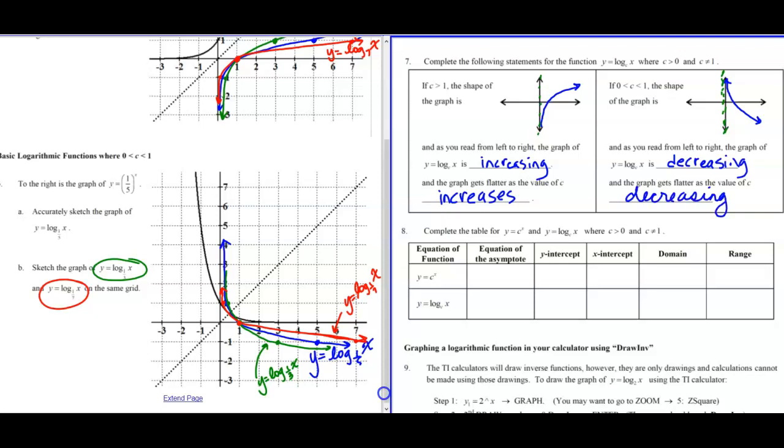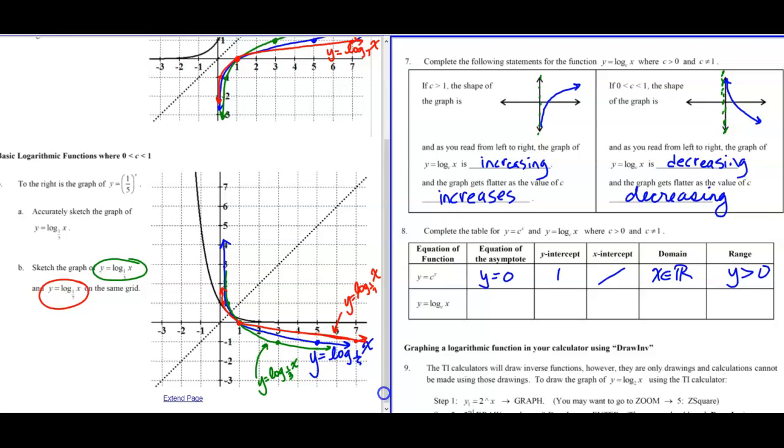And then let's look at some properties here. So, the equation, the original exponential function. The asymptote is the x-axis, y equals 0. The y-intercept is 1. There isn't an x-intercept. All real numbers for the domain, and the range is y greater than 0. So we learned that last week, right?